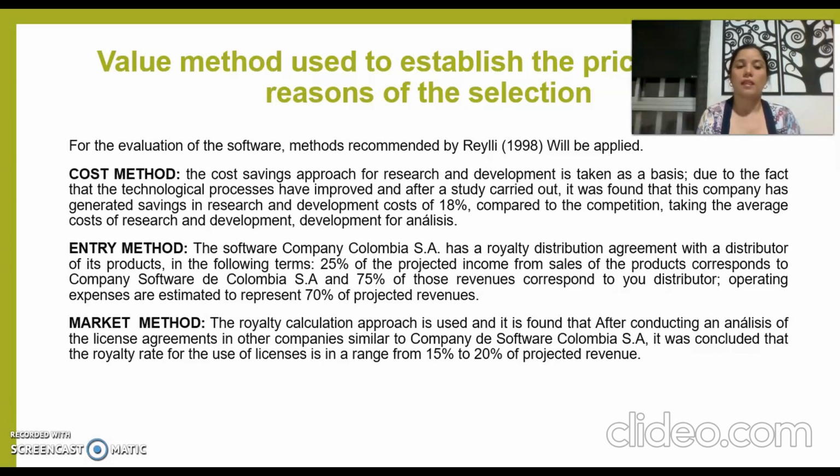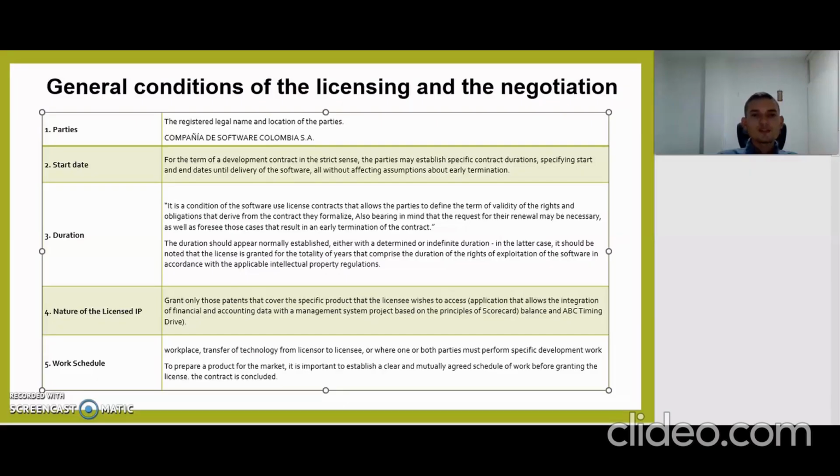Market value: the appropriate royalty calculation is sizing, and it comes from an analysis of the license agreements of other companies similar to the software company Colombia S.A. It was found that the royalty rate for the use of a license in this field ranges from 15% to 20% of projected revenue.